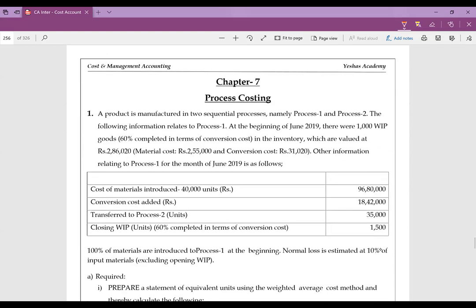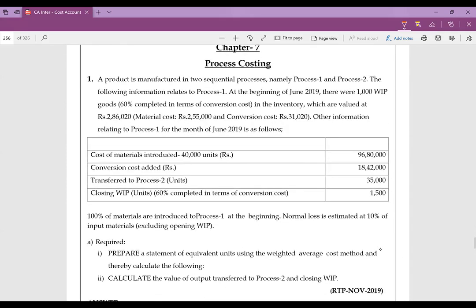Okay, all of you come to page 255. 255. Yeah, mark question 1 as your homework. Okay, I will quickly read it out.